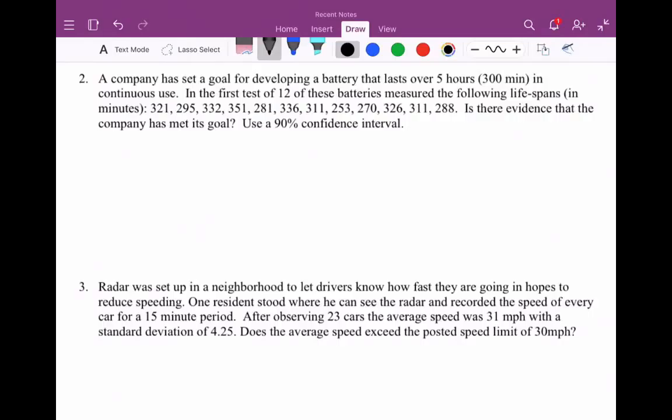Looking at the last three examples that we're going to do for chapter 23, we're going to do number 2, 3, and 5 from the handout I gave you guys in class. If you lost it, it is posted to iTunes U.